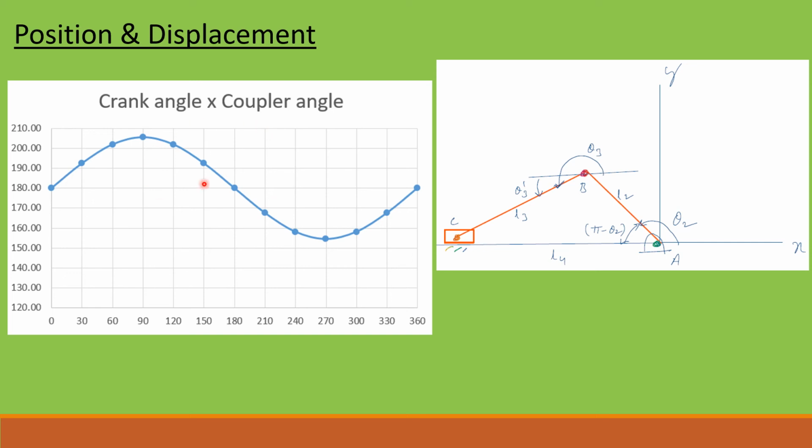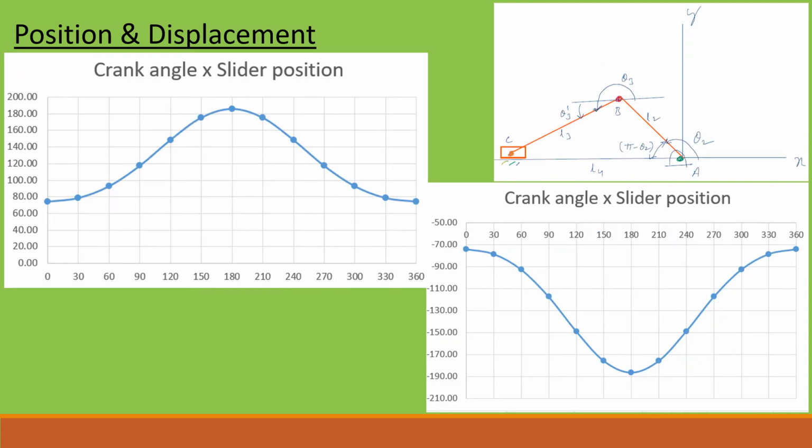In this graph, we have plotted crank angle versus coupler angle. When the crank is at 90 degrees, that is vertical, then the coupler angle is maximum. And when the crank angle is 270, that is towards the bottom here, we get the coupler angle is minimum. In this graph, we have plotted crank angle versus slider position. When this side of the axis is considered positive, we get the graph like this. And in this graph, we consider this side of the axis as negative, we get the graph opposite of this one.